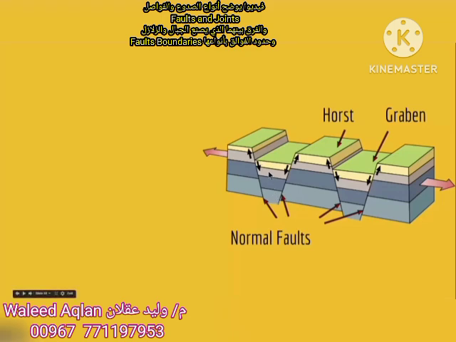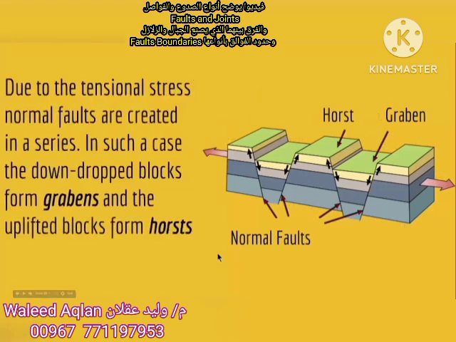You see all of them. The hanging wall moved down here. The hanging wall right here, it moved down. The hanging wall here moved down. The hanging wall here moved down. This is a series of normal faults. This has a special name in geology, and it is called horsts and grabens.